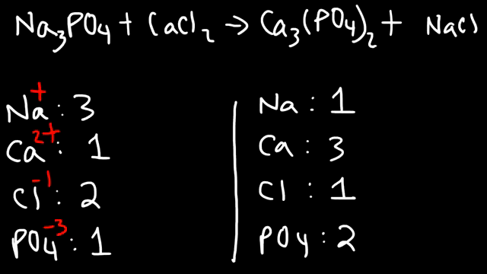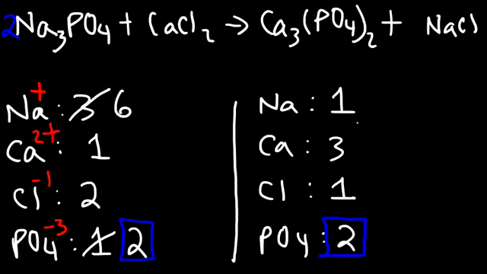So what I'm going to do is put a 2 in front of sodium phosphate so that the phosphate ions are balanced. So we have 2 on both sides. Now, I won't have to change that anymore. You'll see. Next, let's balance the sodium ions. On the left side, we have 2 times 3, which is 6. Now, we have 1 on the right side, so we got to multiply that by 6. So let's put a 6 in front of NaCl. So now we have 6 sodium ions on both sides.